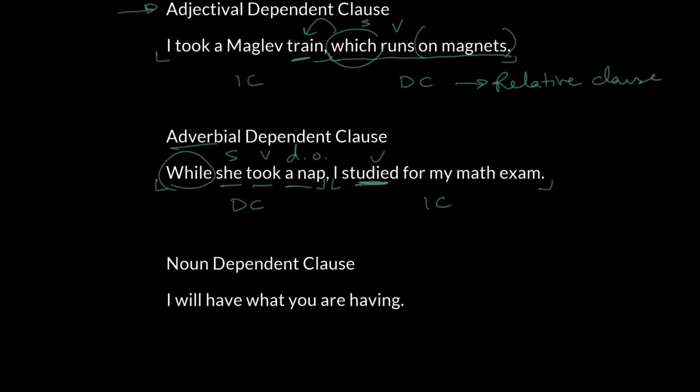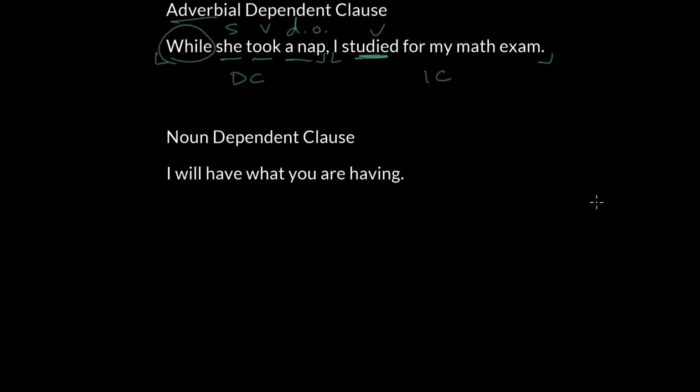One more here, and this one is probably the trickiest. A dependent clause can also function like a noun. In this case, we have, I will have what you are having, and this is all kind of run together, so it's a bit hard to see, but the first part of this, okay, actually we'll just underline the whole thing. Together this forms a clause. It's a bit hard to know how to separate it, but we have a subject in I, right? We have a verb in will have. And then if we say will have what, then all of this last part is the direct object.